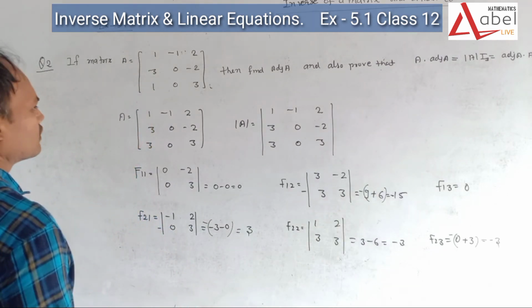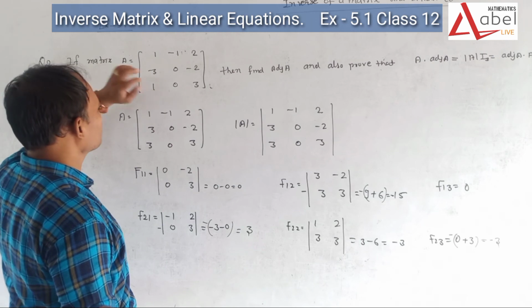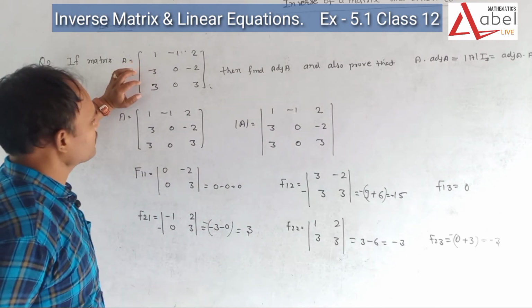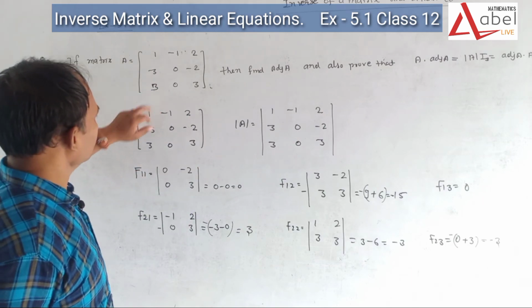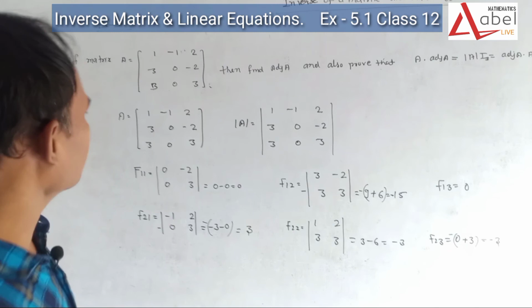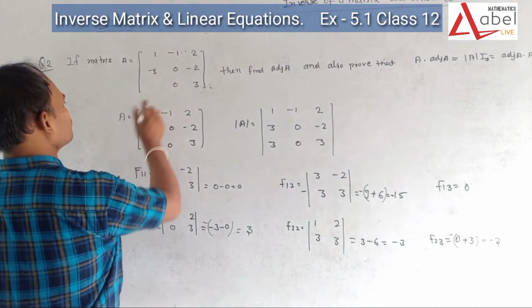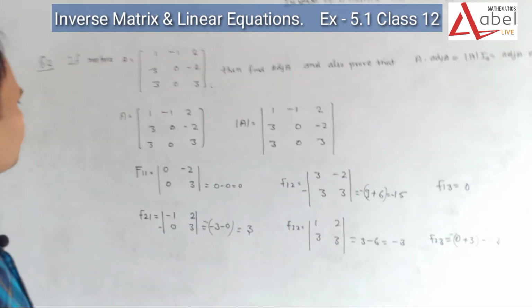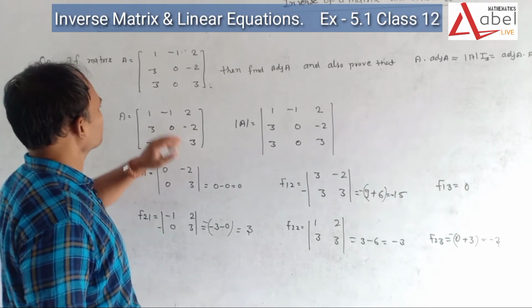Okay, so it is 3 3. But the question is, when we find the adjoint of A, there is a 3, there is a 1, so there we have to use negative. There is a 3, so we have to get these values by taking 3 from here. There is a 3, we have to use 3 here. Okay, [1, -1, 2; 3, 0, -2; 3, 0, 3].